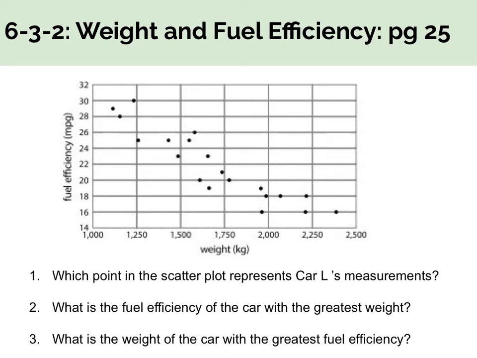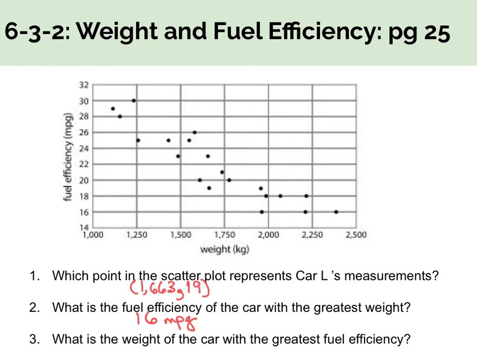All right, the easiest way to answer number 1 is actually from the table. If you look at L, we have the weight. So what is the weight as far as L? Well, that is 1,663, 19. So that's that point. Number 2, what is the fuel efficiency of the car with the greatest weight? If you look at the weight part, the greatest weight is car G, which is 2,384. And then what is the fuel efficiency? Well, that is 16 miles per gallon.